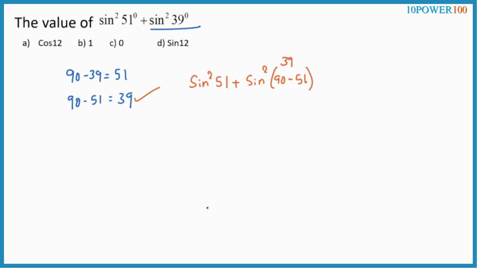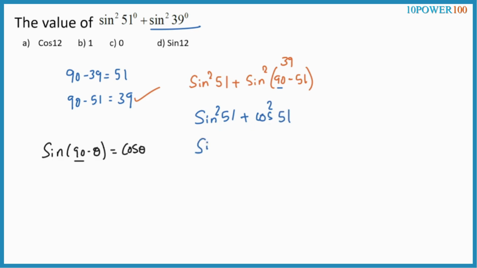We all know that sin of (90 minus theta) comes in the first quadrant, so it is cos theta, right? 90 is an interchanging value, so we get cos theta. So here we get sin square 51 plus, since it is 90, it changes to cos, so cos square 51. Once again, our favorite formula: sin square theta plus cos square theta is what? That is our answer.